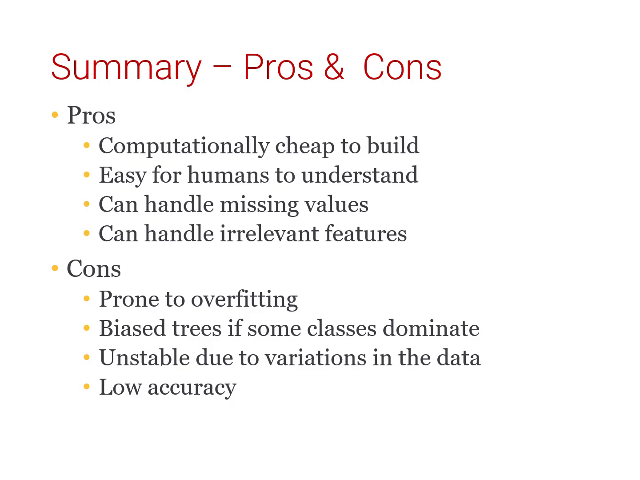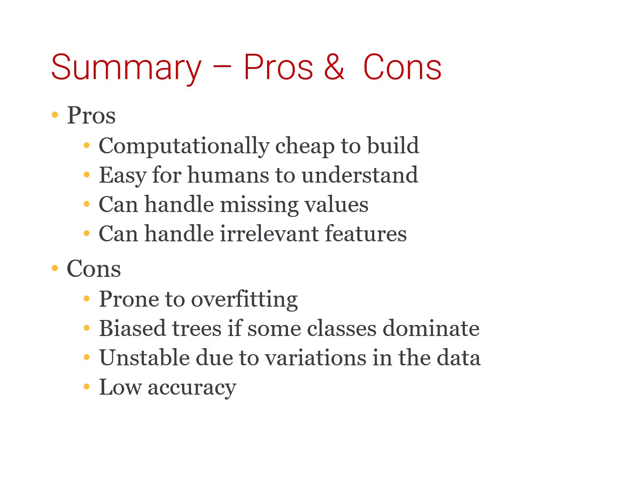Another potential issue with decision trees is the risk of biased trees when dealing with imbalanced class distributions. If certain classes dominate the training data, the tree may be biased towards those classes, leading to suboptimal performance on minority classes. This bias can be particularly problematic in applications where accurate prediction of rare events or minority classes is crucial, such as fraud detection or medical diagnosis.